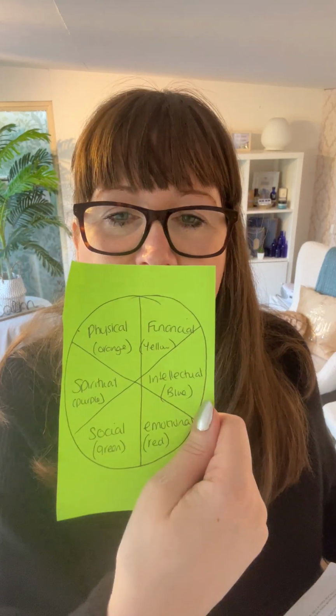And then we have the spiritual segment, which is purple. This doesn't necessarily mean religion at all, okay? Spiritual could mean religion to you. It could mean just how you feel, your inner self, your inner knowing. It could be that you are in feeling with the universe, you feel the universal energy that's around you. So take the spiritual segment in whichever way suits you best, okay?